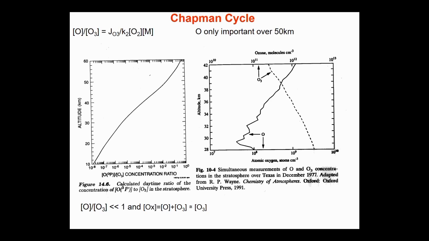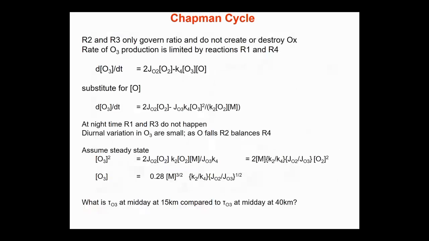When you do that, you see that the amount of oxygen atom compared to ozone is less than 1% for all altitudes less than 50 kilometres. Only above 50 kilometres does the oxygen atom start to become the dominant amount. Actually, above 60 kilometres it would become equal to the amount of ozone. You can see those simultaneous measurements over Texas also shown between 28 and 42 kilometres, where the oxygen atom is still very small. That means that the amount of radical that's there is almost entirely ozone.